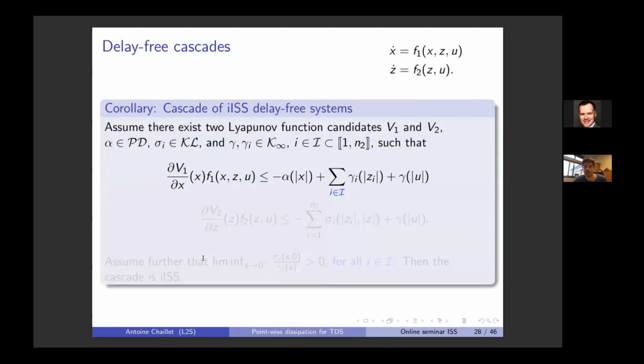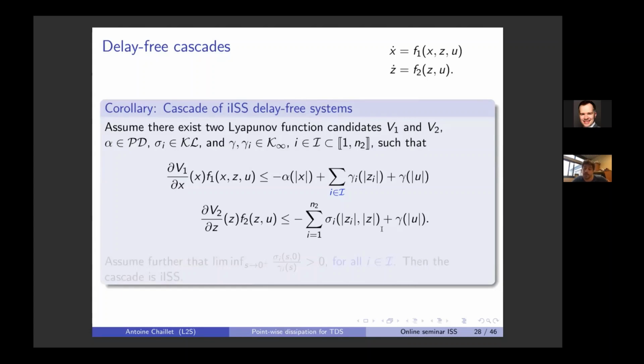So let me just mention that the result seems to be new also in a finite dimensional context. Here you see there is no delays involved anymore. And the direct corollary of the previous result is the following, where V1 and V2 are functions, no longer functionals.